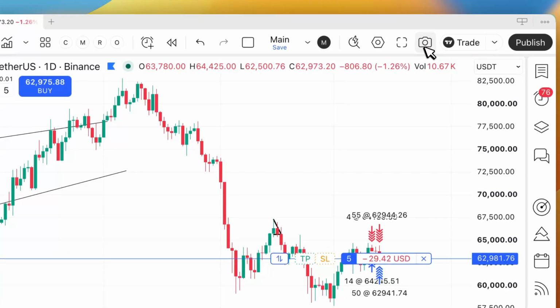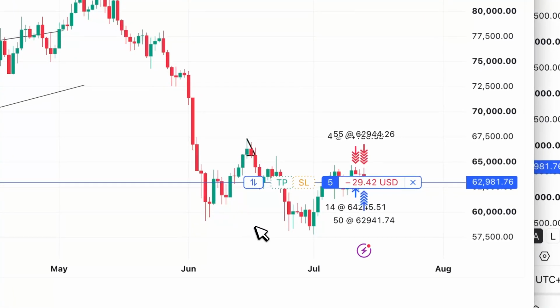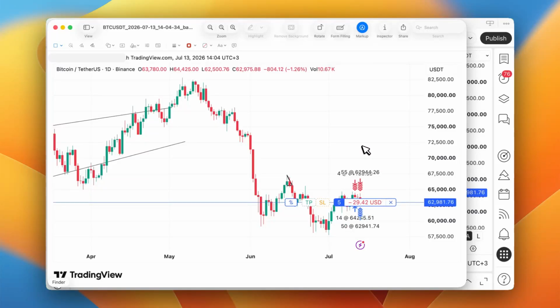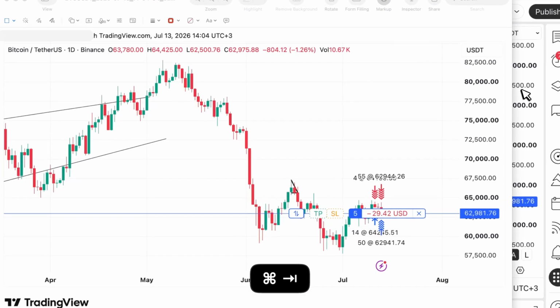I go to take a screenshot, download image, and here it is. All these details are saved in the screenshot that we can save in our folder for journaling purposes, learning, education, reviewing our trades later, etc. Now let me go back to TradingView.